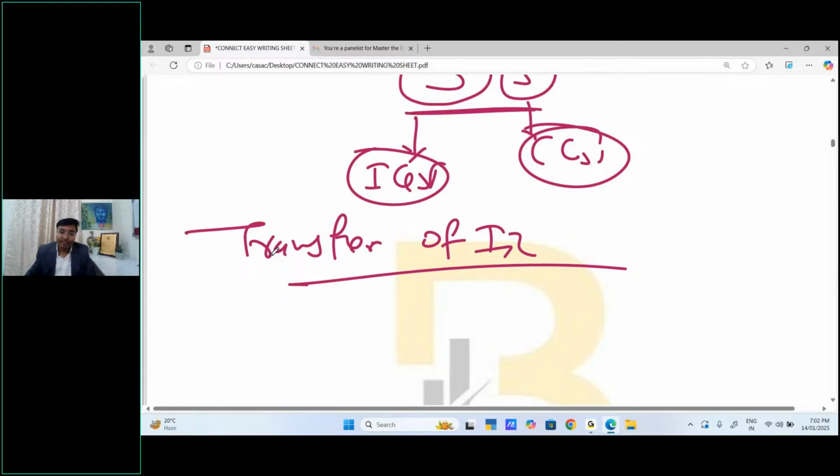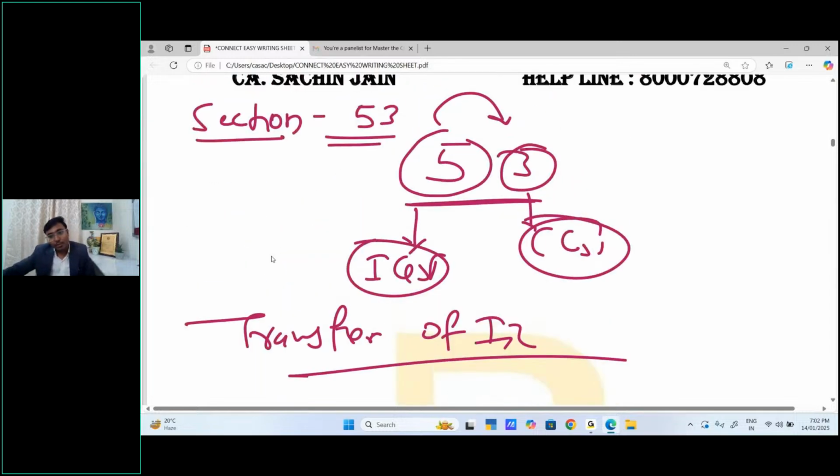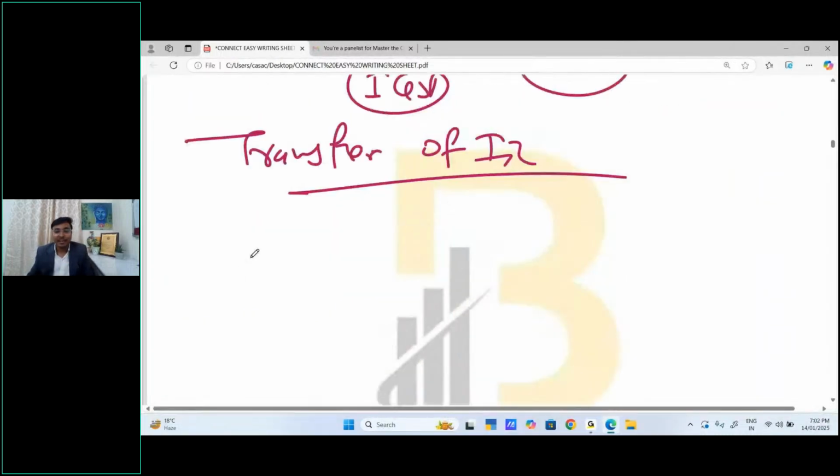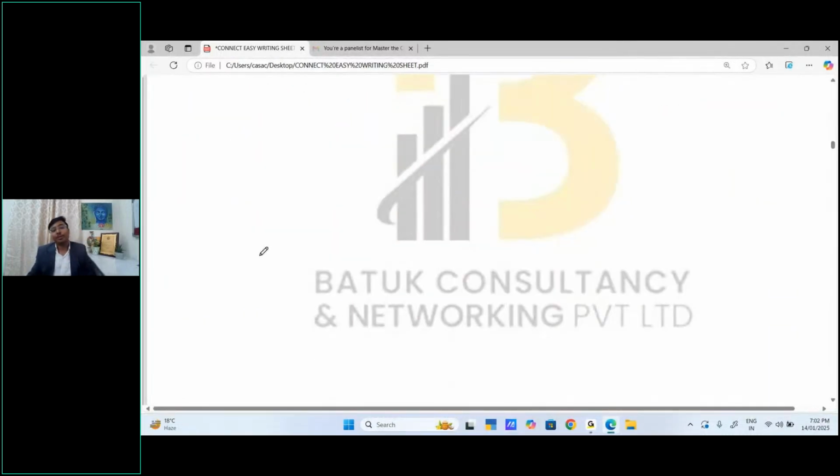So whenever we see the numbers 5 and 3, just one thing should be in our mind. 5 is IGST, 3 is CGST, and transfer of input tax credit. So section number 53 is related to transfer of input tax credit from IGST to CGST.